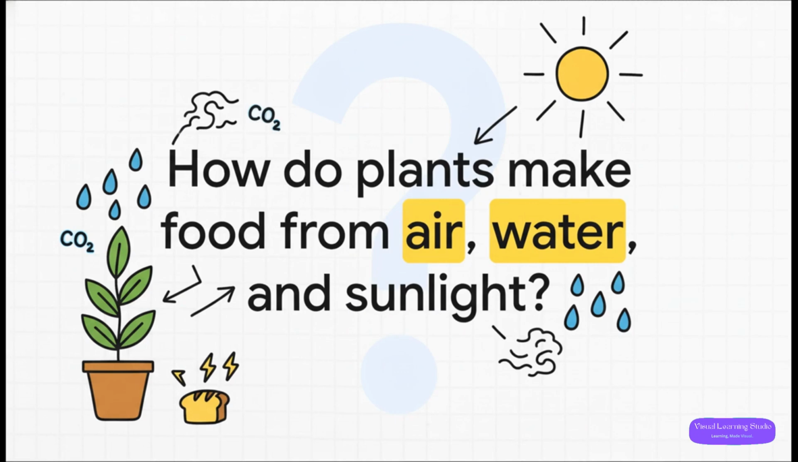How on earth does a plant, whether it's the little succulent on your desk or a giant sequoia tree, make its own food? It seems impossible, doesn't it? Just taking sunlight, air, and some water and building itself from practically nothing. Well, today, we're pulling back the curtain on that incredible magic trick.